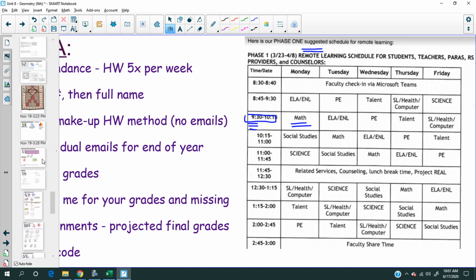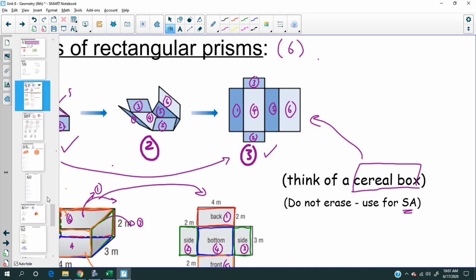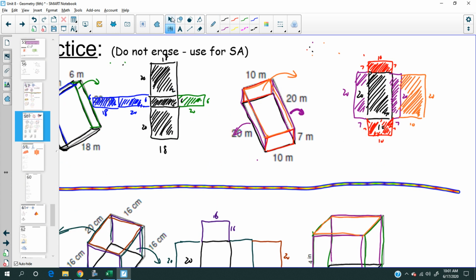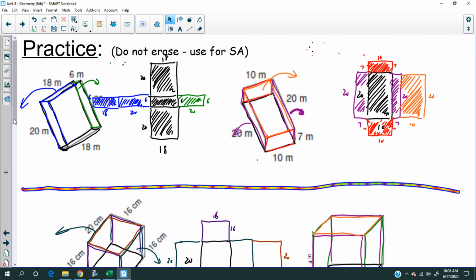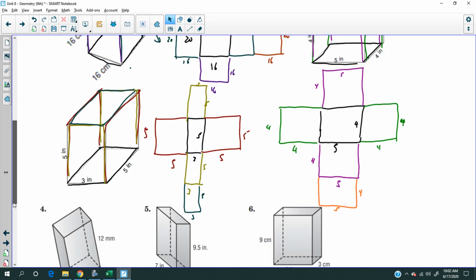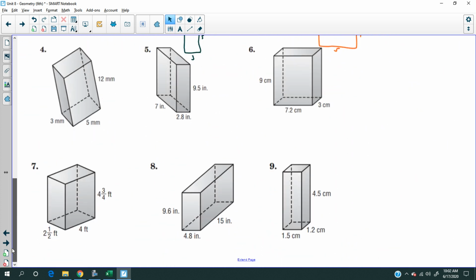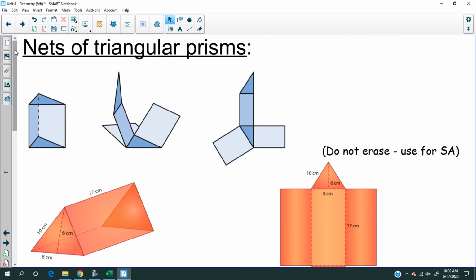Now, where are we? So, okay, all right. I believe yesterday we finally finished the rectangular prisms and drawing the net. It ended up here, right? And then you guys did the homework. So today, okay, let's talk about this then, all right? So today we're talking about nets of triangular prisms.